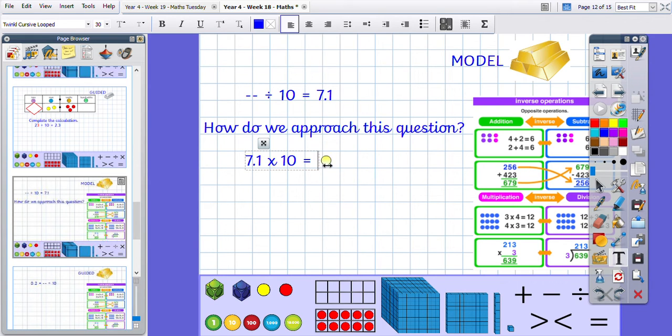So if we make our numbers 10 times bigger, we're now moving the numbers to the left of our place value grid. So 7.1 times 10 is 71. So our missing number here would be 71.